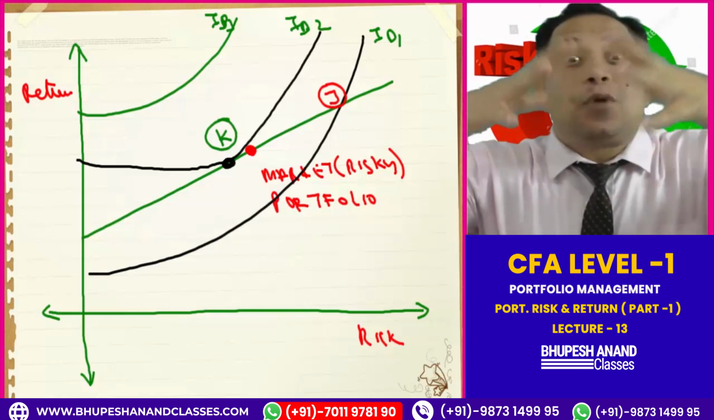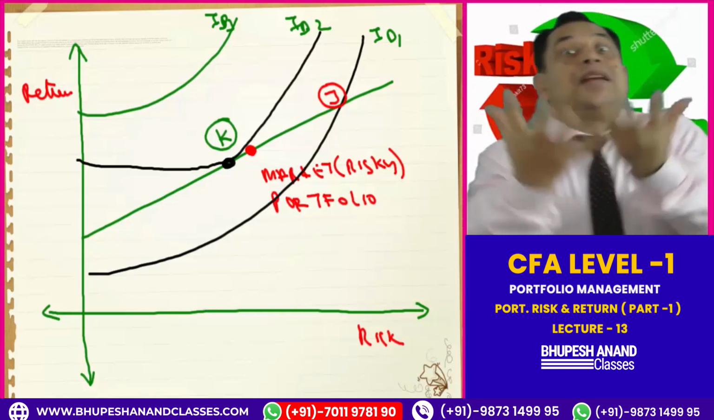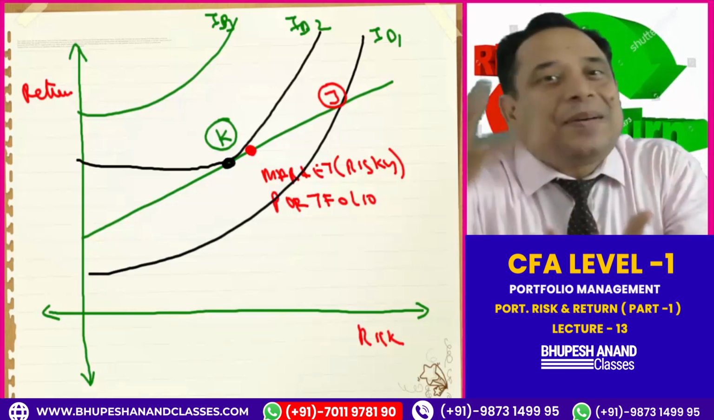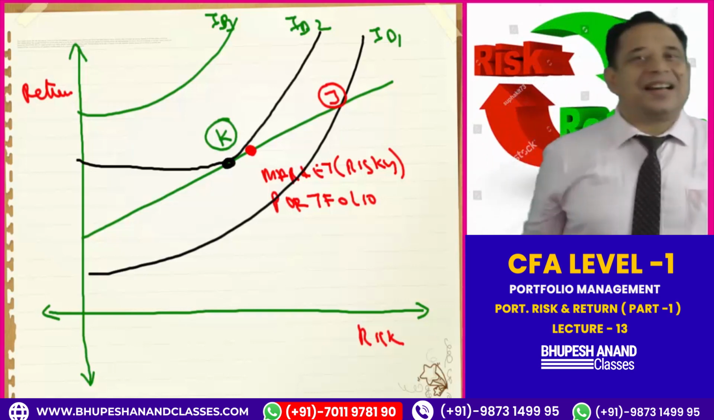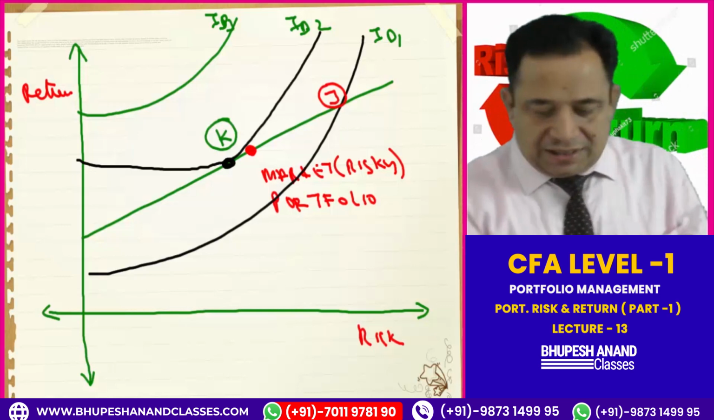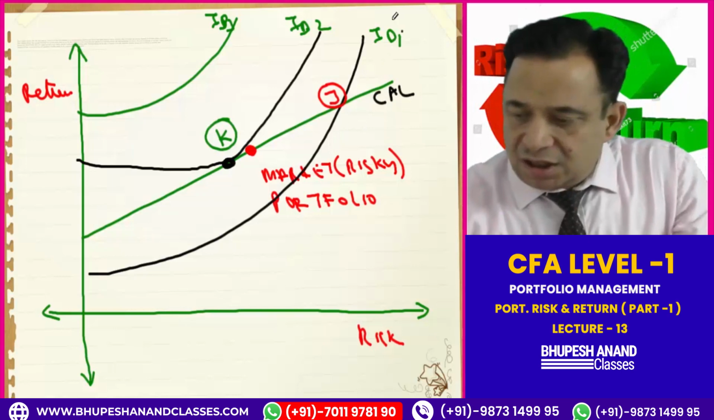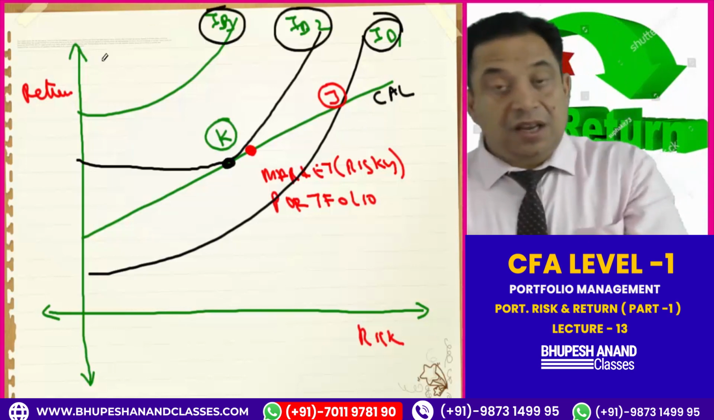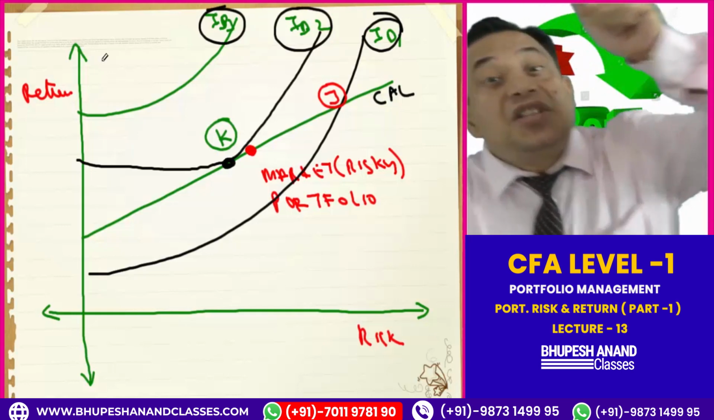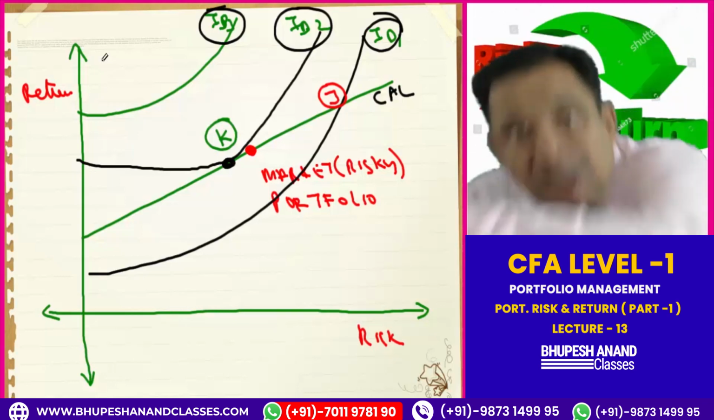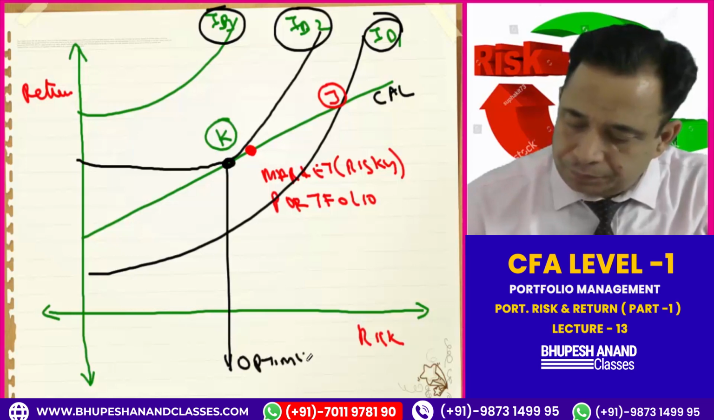Now this point is named as the optimum portfolio. This is the point which is named as the optimum portfolio, which is calculated by the combination of utility and the capital allocation line. Hope you're getting this. So please prepare a diagram, my dear sir. I have prepared it for you. So firstly I have prepared the capital allocation line. These are the indifference curves: indifference curve 1, indifference curve 2, indifference curve 3. Now the higher indifference curve which is tangent to the capital allocation line will be the optimum portfolio.